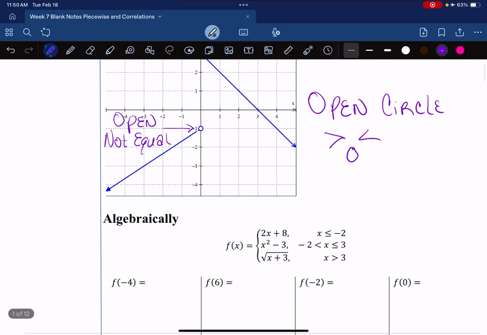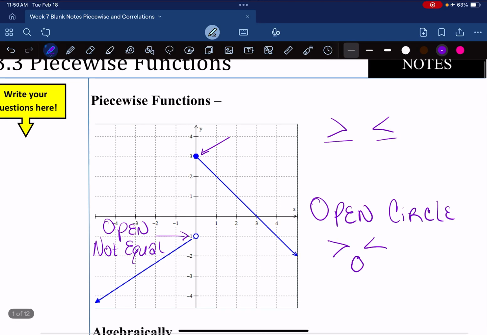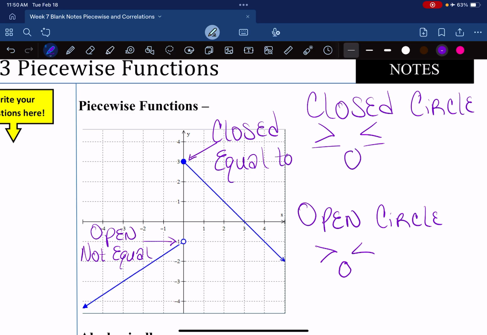Now up here, this one right here is a closed circle. So it's closed. That means equal to. So it equals 3. Closed circle uses these inequalities. Coloring in my circle. There we go. Closed circles.